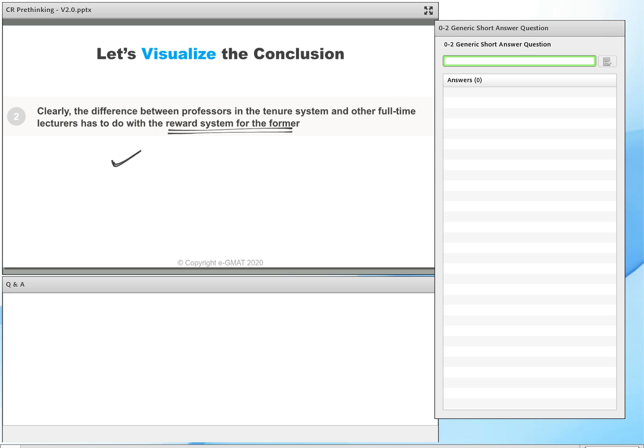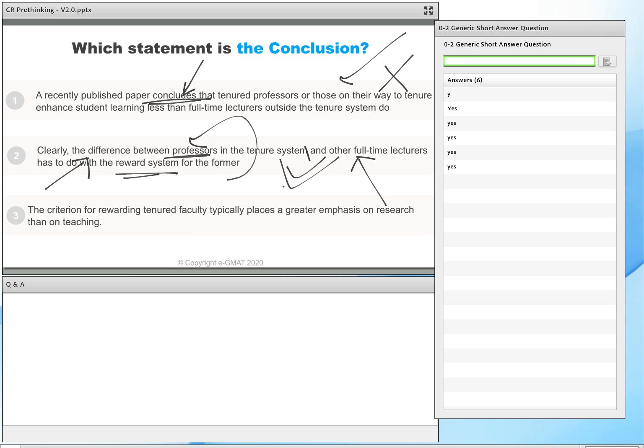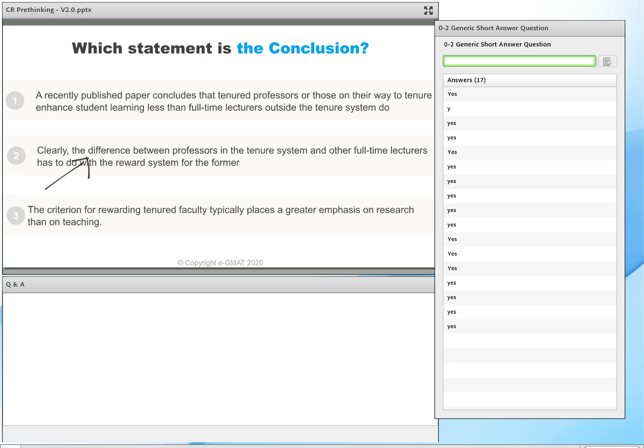Kritagya says, can you explain why statement 3 is incorrect? Yes, I can. Let me just go back over here. Kritagya, can you write down what is the definition of the main conclusion? What is the definition of the main conclusion? Can you write it down over here?